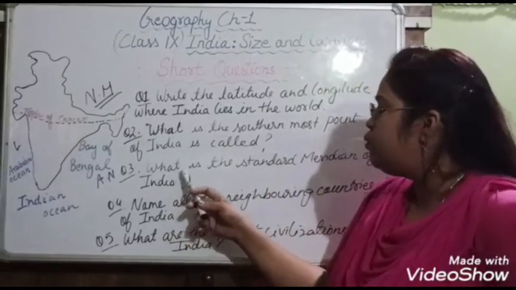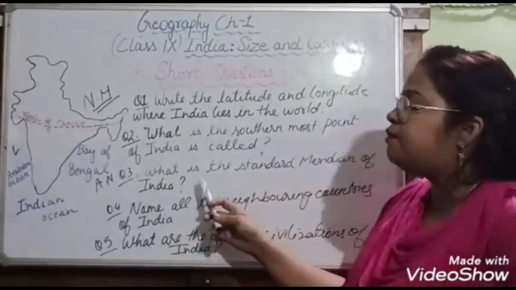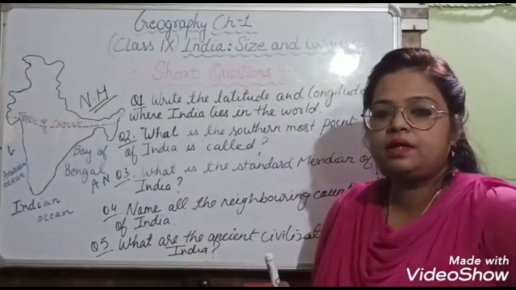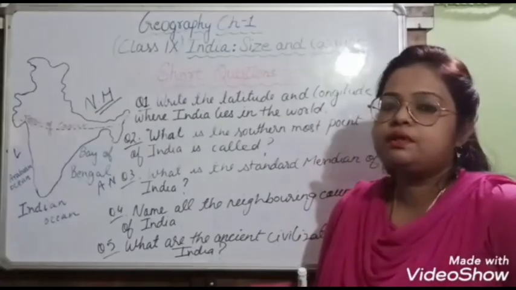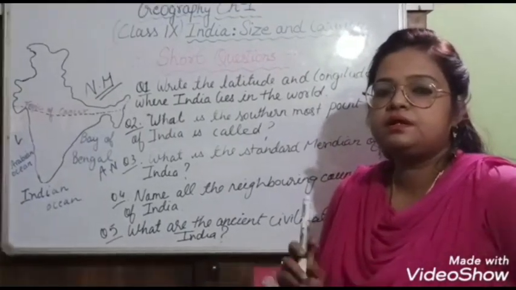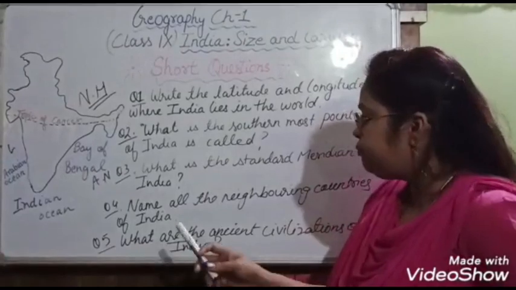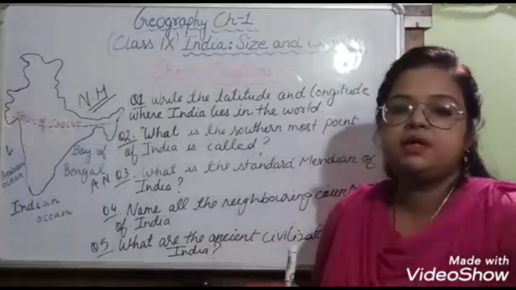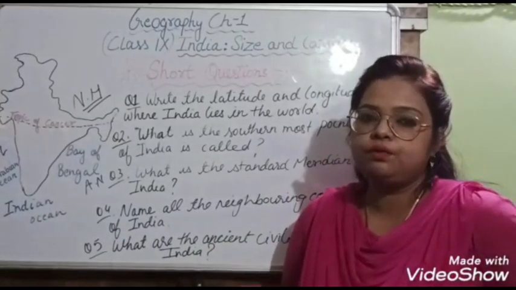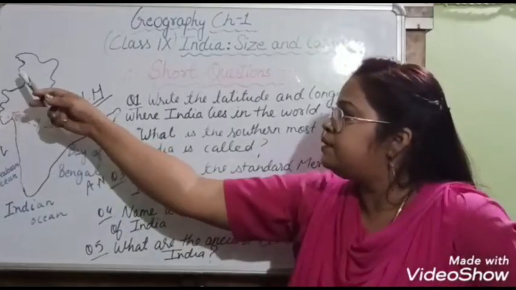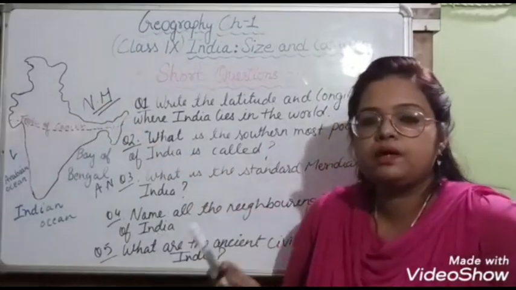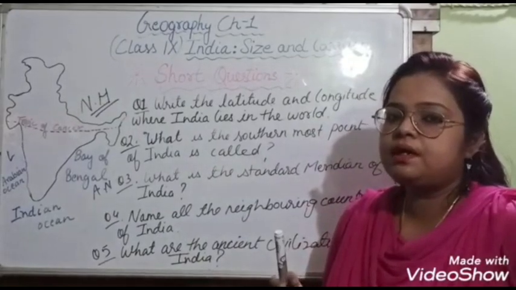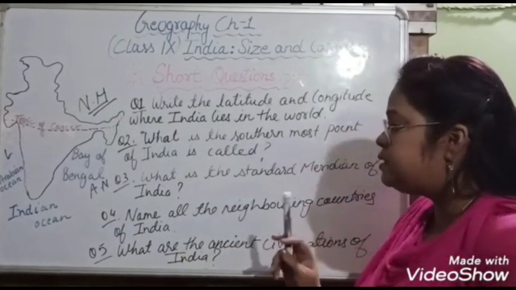Question number 3, what is the standard meridian of India? The standard meridian, the time zone where it lies and where it cuts through our country. You have to tell me that degree and from where it passes through India. Question number 4, name all the neighboring countries of India. I told you the countries near India, on the east, west, north and south, the 5 or 6 neighboring countries. You have to give the names in this answer.